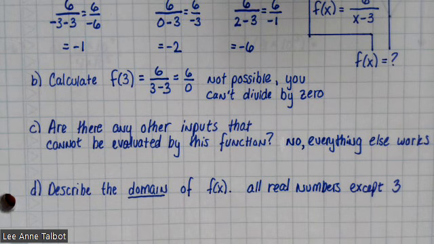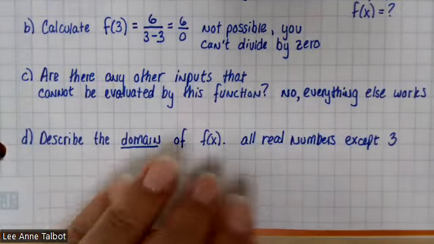What I'm saying is, in this particular function, everything works except 3. 3 doesn't work. So the domain is all real numbers except 3. Now, I have to tell you that math people are lazy. We come up with a notation for everything to avoid having to write out the words. It's just a problem with mathematicians. We're just really lazy people.